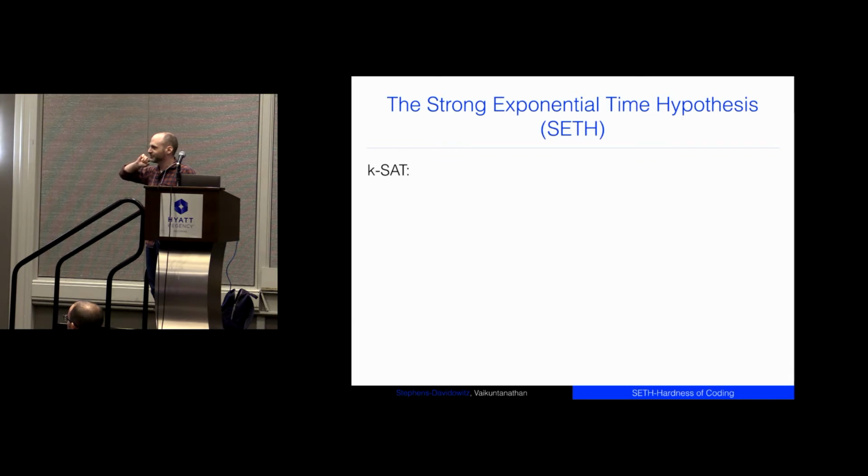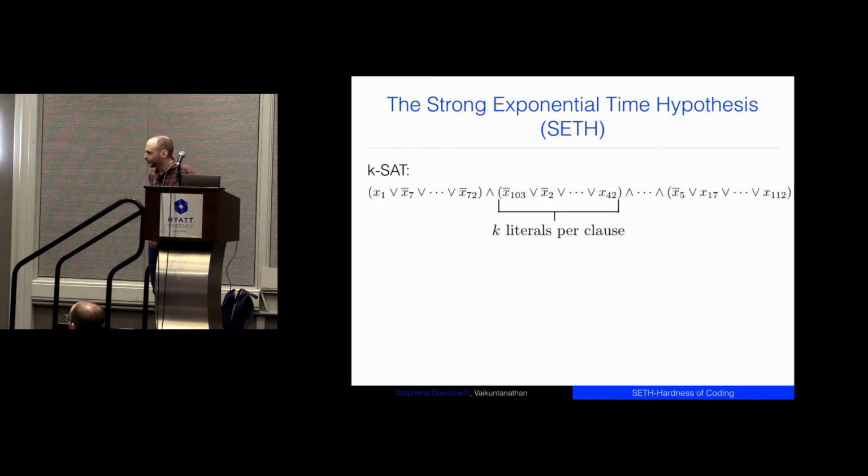Okay, so first I will define the Strong Exponential Time Hypothesis. It's defined in terms of k-SAT. So k-SAT is a problem that I imagine you're all familiar with. You're given a k-CNF, so that's a bunch of ANDs of ORs of k literals.